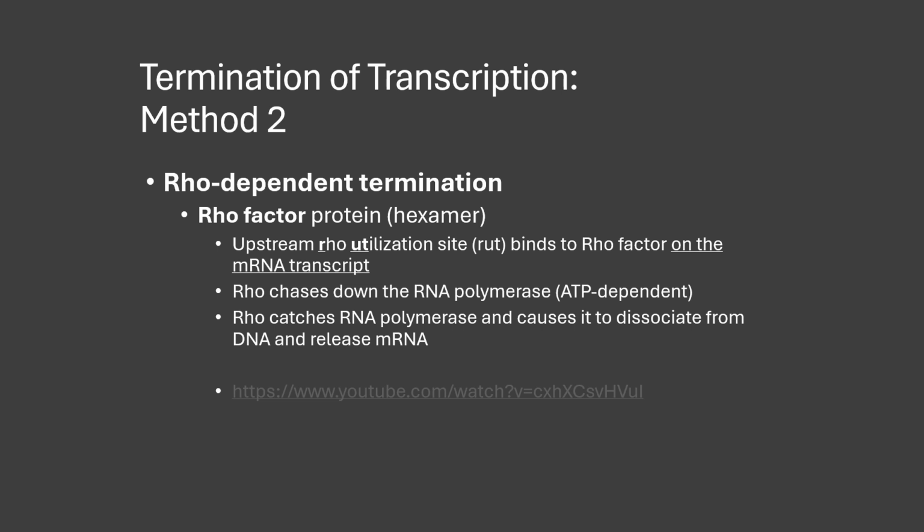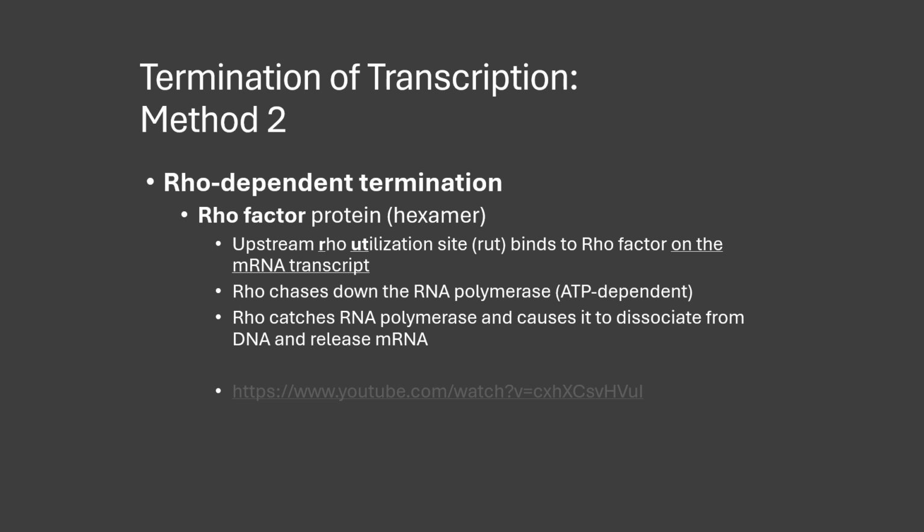So the mRNA is chugging along and it makes some mRNA sequence. It's a termination sequence. And it just happens to be a sequence that binds to a protein called the Rho factor. And the sequence itself, this type of termination sequence, is called a Rho utilization site. And a protein that's floating around in the cytoplasm will bind to that Rho utilization site in the mRNA molecule and kind of think of it as chasing down.